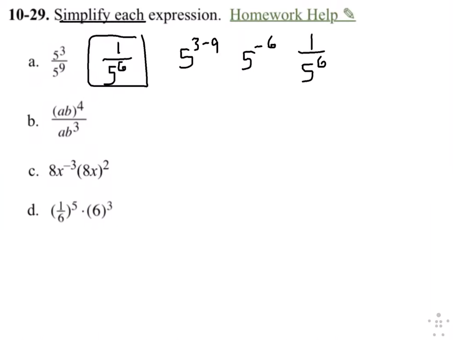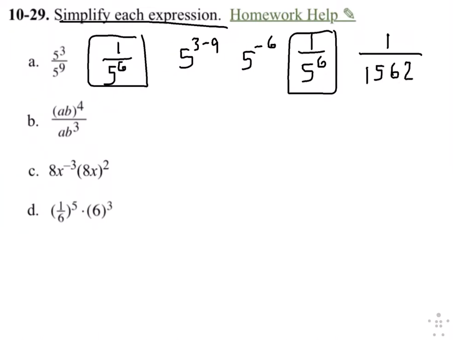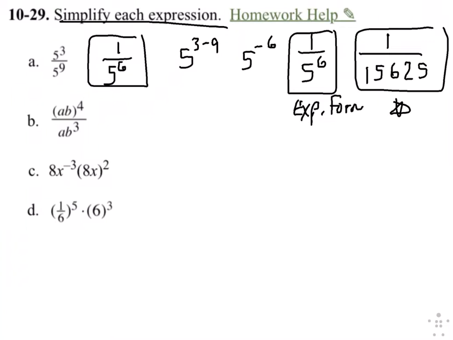This had simplify each expression. So although that's exponential form, it's not really simplified. You would actually have to write, if this were a test, 1 over 15,625. This is simplified. This is in exponential form, right? So since the question says simplified, you really have to write it as 1 over 15,625.